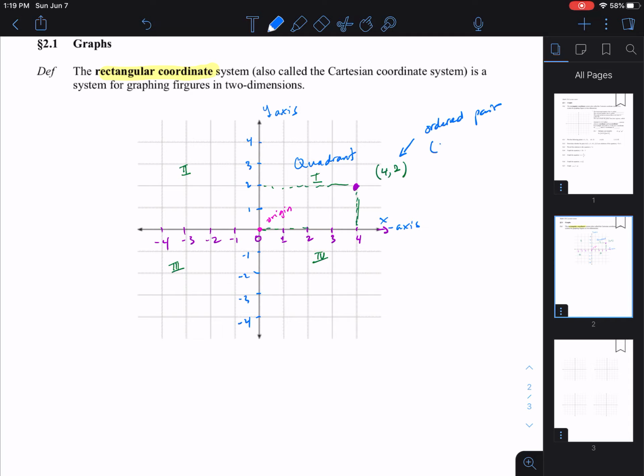All right, we have the x and the y. X is the first coordinate, and then the y is the second coordinate.